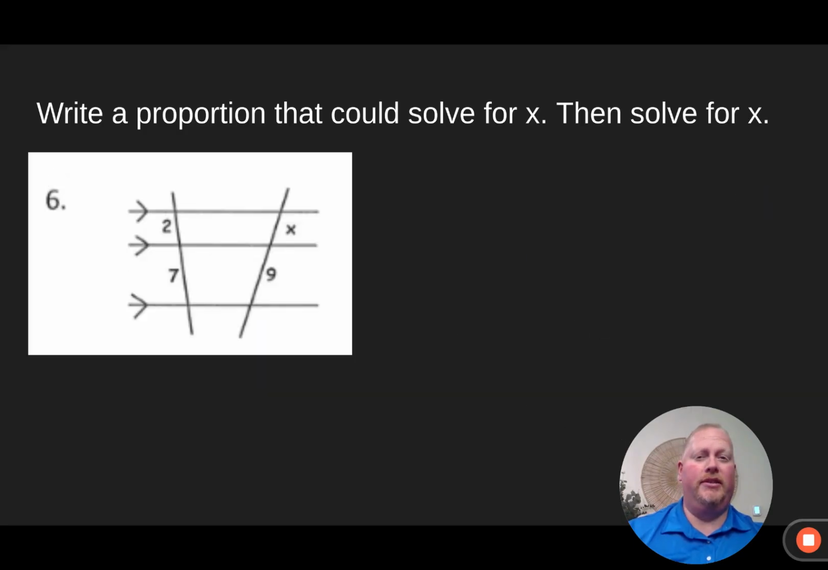Question number 6. Okay, so this is the thing where the triangle doesn't come down and meet and make a triangle, but it looks like if you extended the diagram, it would. It's still going to work the same way. We're still going to set up a proportion. I'm going to start with 2, and so I can do 2 over 7. And then over on the other side, x over 9.